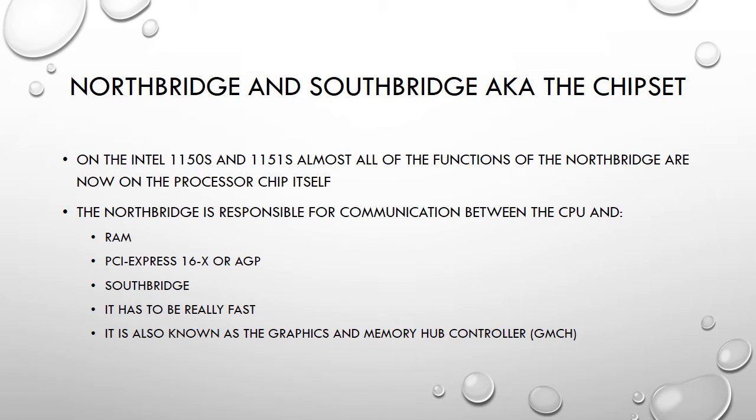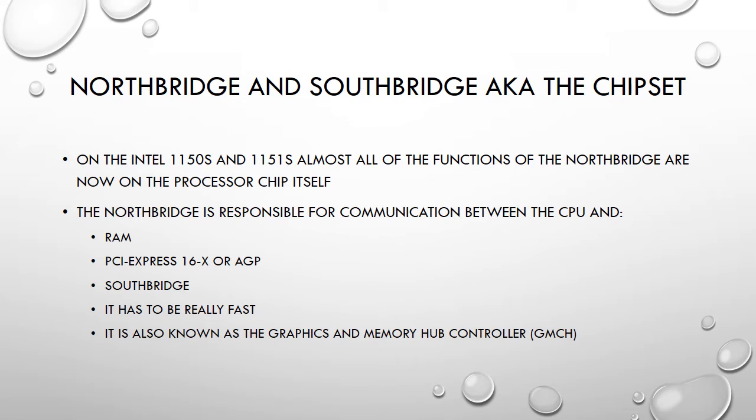So let's take a look at the two individual main things that are important in the chipset. We have the Northbridge and the Southbridge. On the Intel 1150 and the 1151, almost all of the functions of the Northbridge are actually on the processor chip itself. So if you take a look at a motherboard that has an Intel 1150 or 1151, you actually won't see a Northbridge.